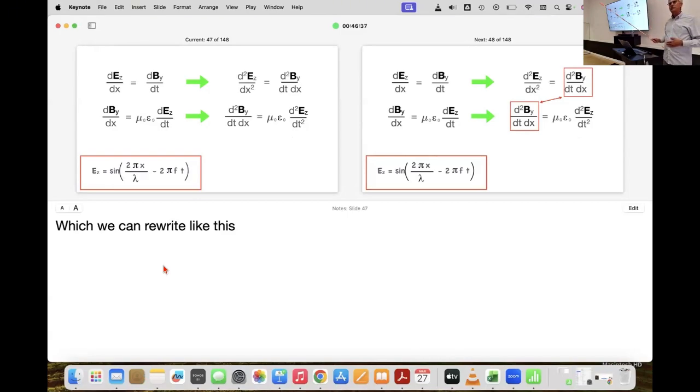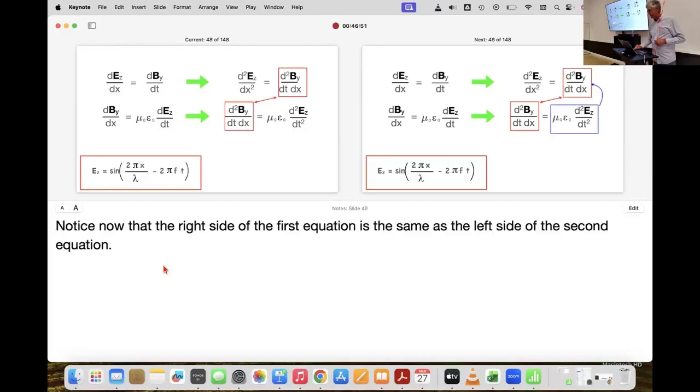What does that allow us to do? We can substitute this for this. And we've gotten rid of the B field completely. That's going to simplify things. It's an algebra trick, not a calculus trick. So here we go.